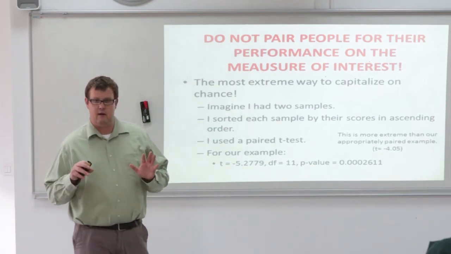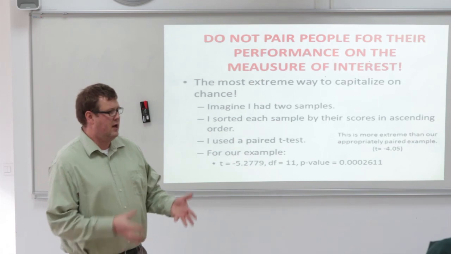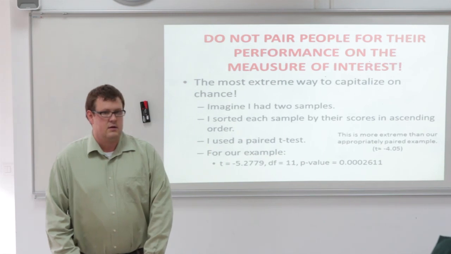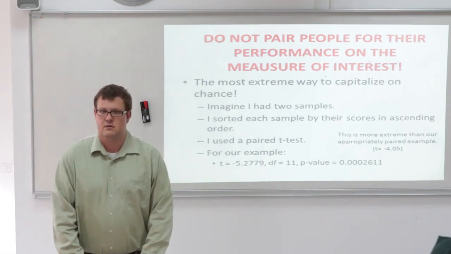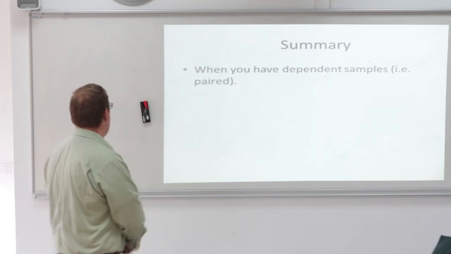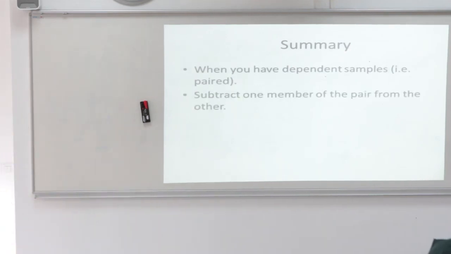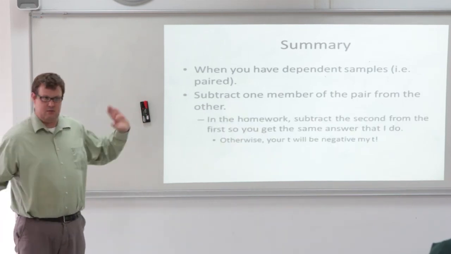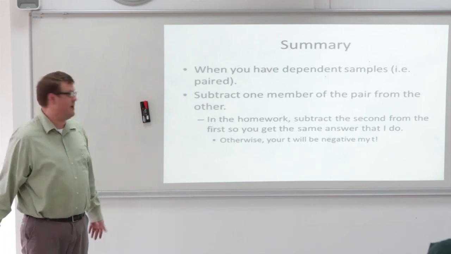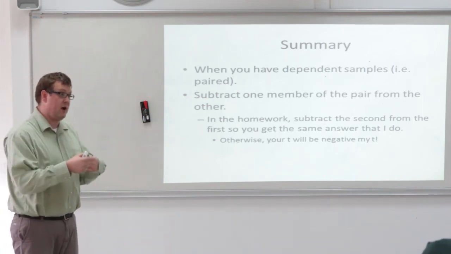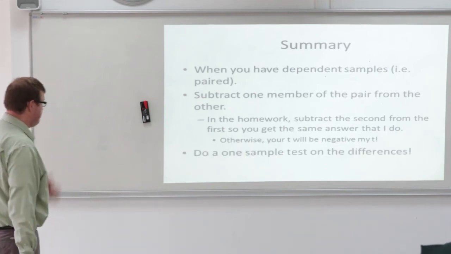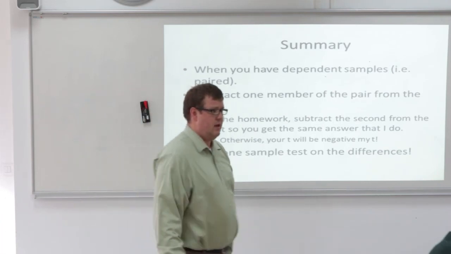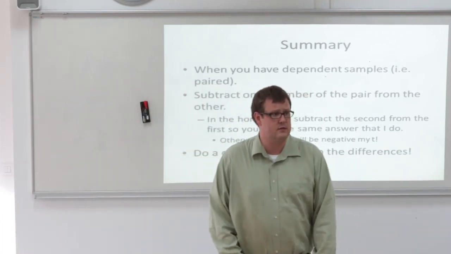So if you ever do a paired t-test, do it on some pair that doesn't have to do with the thing that you're testing. Do it on something else. Alright, so when you have a dependent sample that is paired, all you need to do is subtract one member of the pair from the other. For the homework, subtract the second from the first, and you'll get the same answers I do. Otherwise, if you subtract the other way around, you'll get the negative version of that. And then do a one sample test on the differences. The paired t-test is just a one sample test on differences.